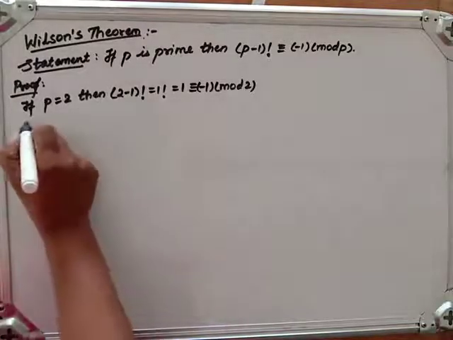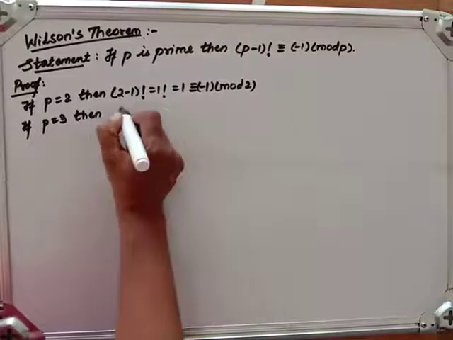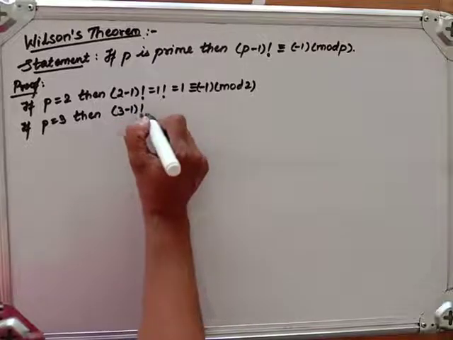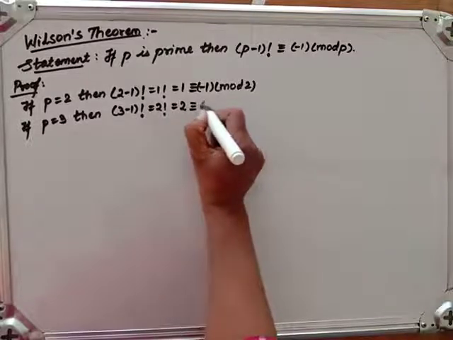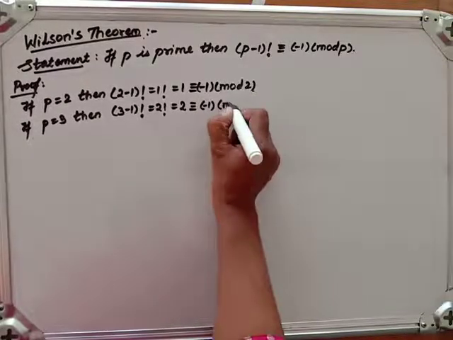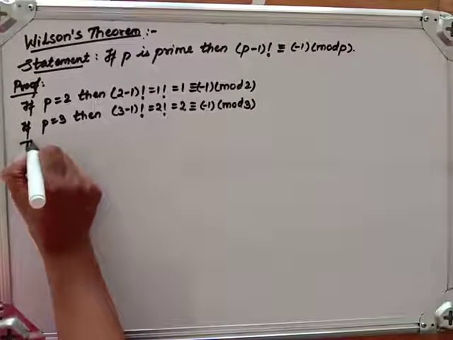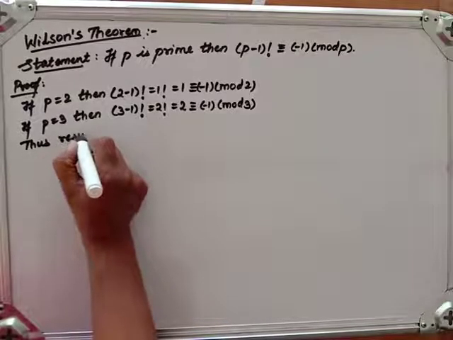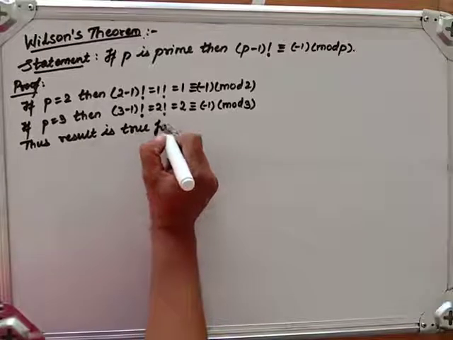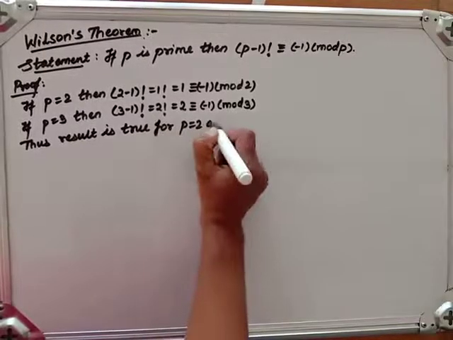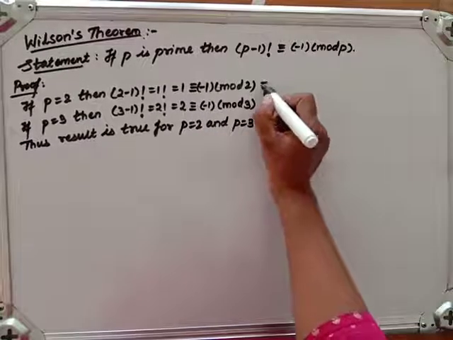Now, again, if P equal to 3, then what does it give? It is 3 minus 1 factorial, that is 2 factorial. 2 factorial is how much? 2. That is obviously again congruent to minus 1 modulo 3. Thus, the result is true for P is equal to 2 and P is equal to 3 also.